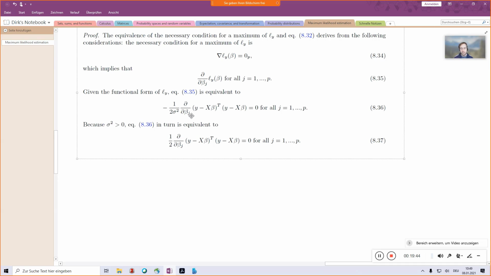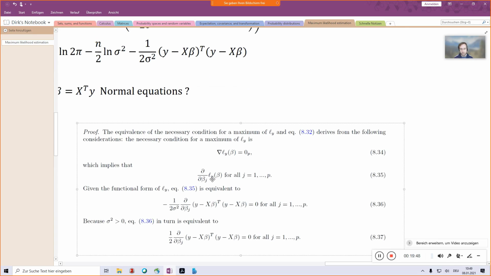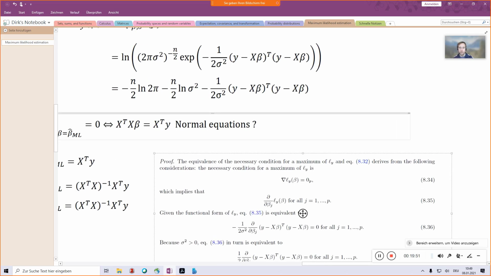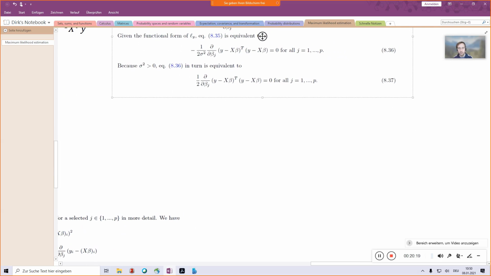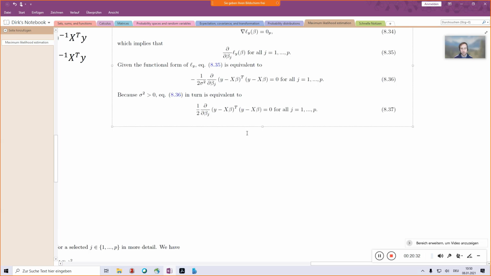Now the partial derivative is of course of our log likelihood function, which we have up here. And we are interested now in the partial derivatives with respect to the beta j. Of course here we don't have any beta j's, so these terms evaluate to 0, but then we need to compute the partial derivative with respect to beta j of this term here, and this is what I then write down here. Given the functional form of ly, the above is equivalent to the partial derivative of this latter term being 0. So this being 0 is missing there.